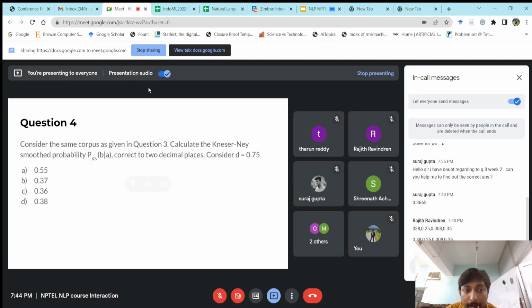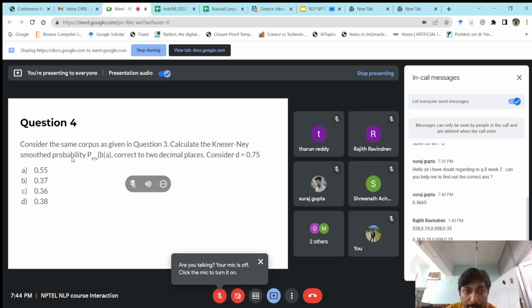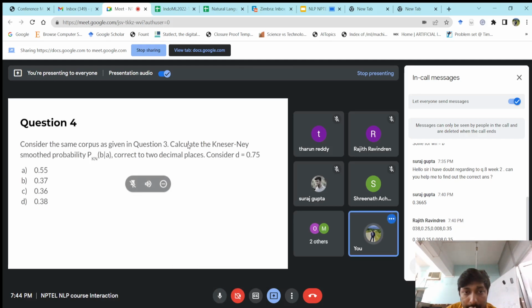Yeah, let us move to the next question. So this is the Kneser-Ney smoothed probability, P of B given A, count by A. Sorry. Yeah, so let us move to the next question. So here we have to find the Kneser-Ney smoothed probability. This is another smoothing technique, and there's a formula for that.